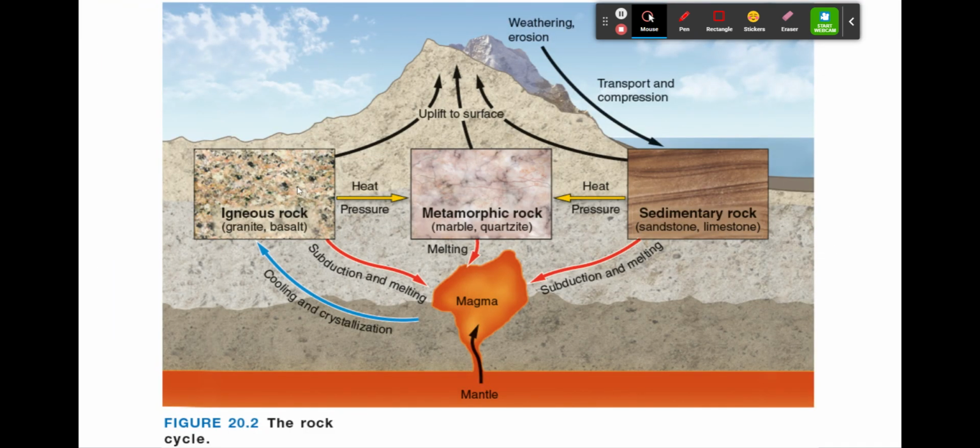So here's an image showing how the different kinds of rocks form. So magma is being pushed up from the mantle, which is the asthenosphere, and all rocks are essentially formed from magma, but again, it just depends on the different steps in between.